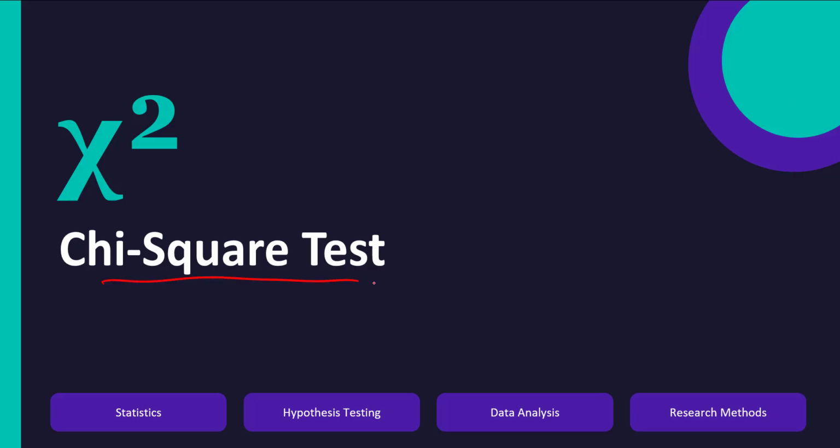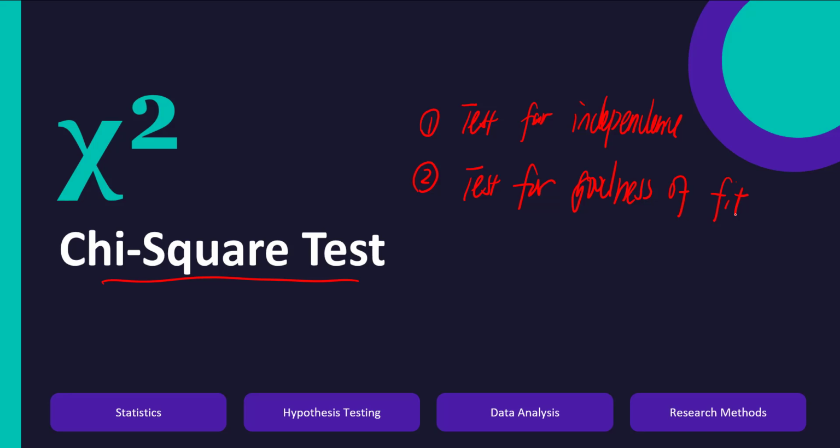There are two types of chi-square tests. One of them is the test for independence, and the second one is the test for goodness of fit. We'll take a look at both in a second.